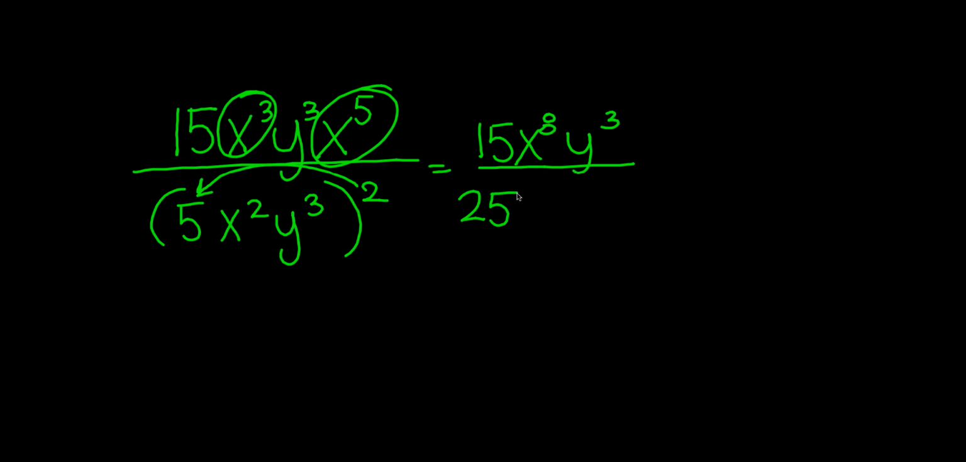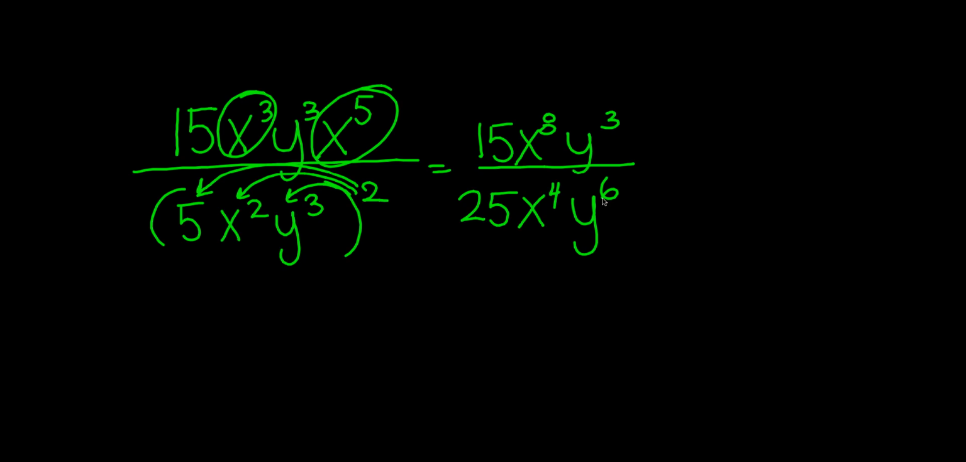We have to square x squared. That means x squared times x squared. And x squared times x squared is x to the fourth. And we have to square y cubed. That means y cubed times y cubed. So that's y and y for a total of y to the sixth power.